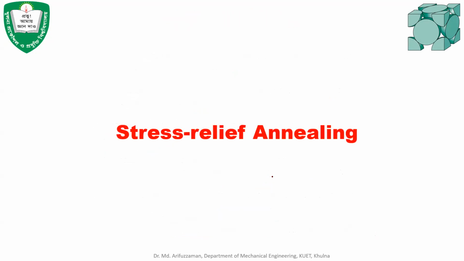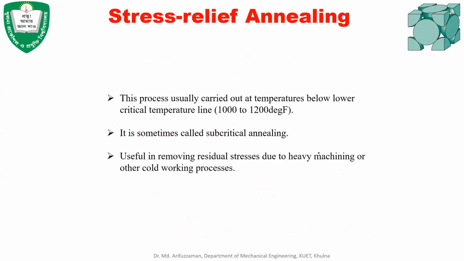So the next one is stress relief annealing. It is similar to annealing, only there is a temperature range like 1000 degrees Fahrenheit, below the critical temperature. It is sometimes called subcritical annealing. It is basically used for removing the residual stresses due to heavy machining or cold working processes.